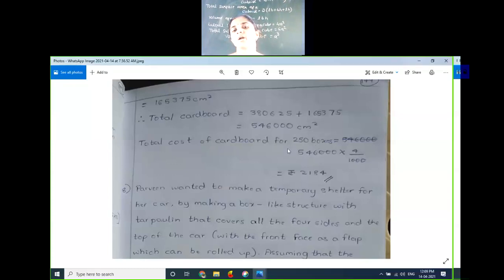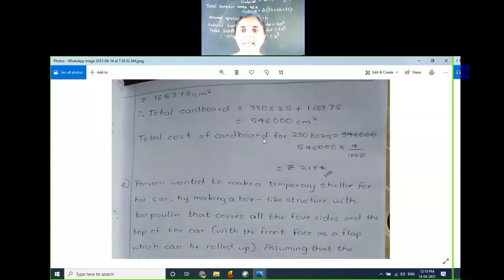So total cost of the cardboard for 250 boxes is equal to 5,46,000 into 4 by 1000. Why here 4 by 1000 actually? Because for 1000 centimeters square it is 4 rupees. So for 1 centimeter square, we have to convert like this. So 5,46,000 into 4 by 1000. Here the amount is 2,184 rupees. Total cardboard amount is 2,184 rupees. Got the idea of this problem now?